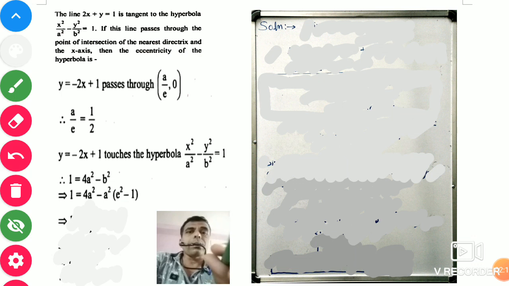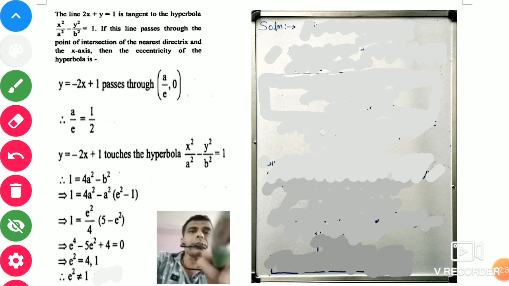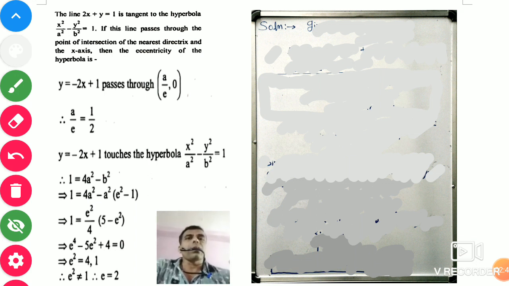We can put the value of b square, that is a square times, in bracket, e square minus 1. Then after solving this equation, we can find out the value of e very easily. E square is equal to 2. Now see how you solve this by the short method. If you know all the formulas of hyperbola, you can solve by this very short method.